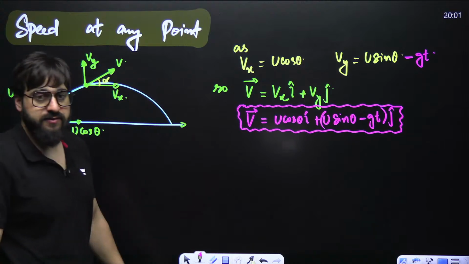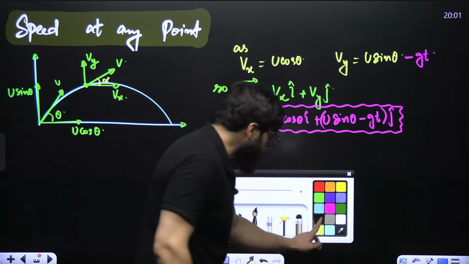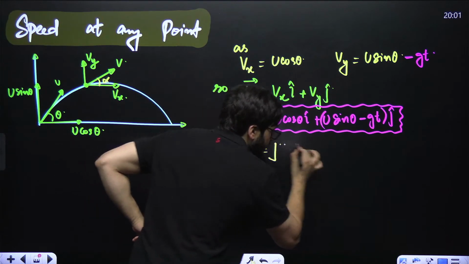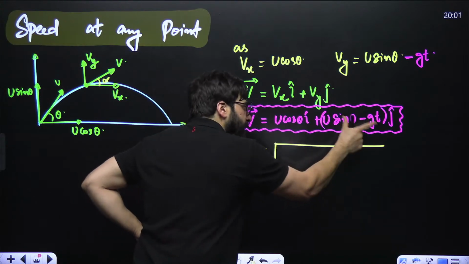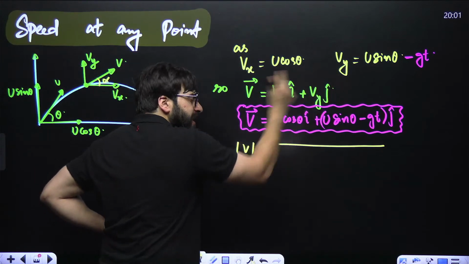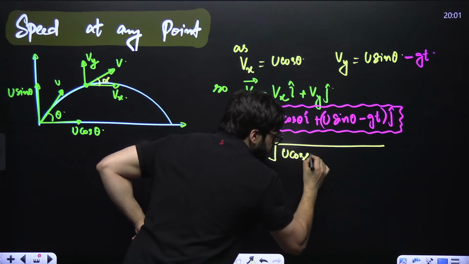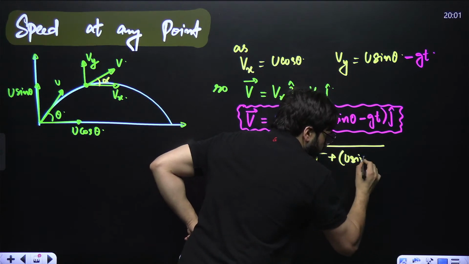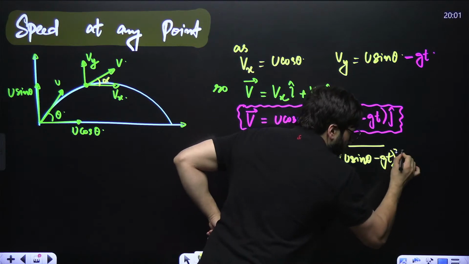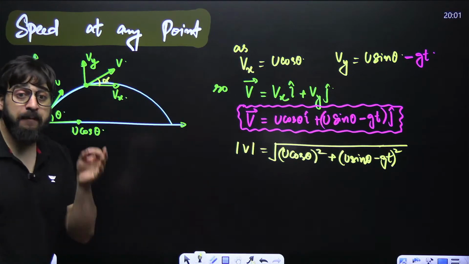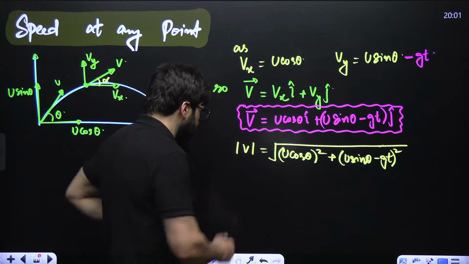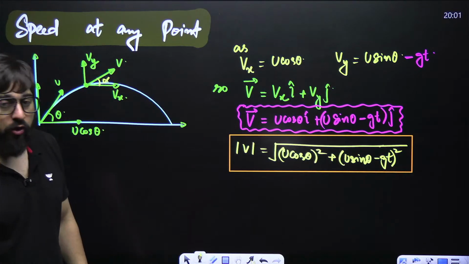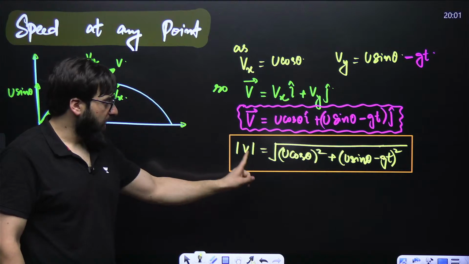Now guys, if you have to find the magnitude of this velocity, how do we find it? That will be under root of this vector square plus this vector square, that is Vx square plus Vy square. So that is u cos of theta whole square plus u sine of theta minus gt whole square. This will be the magnitude of the velocity in this particular case. This is the velocity vector and this is the magnitude.